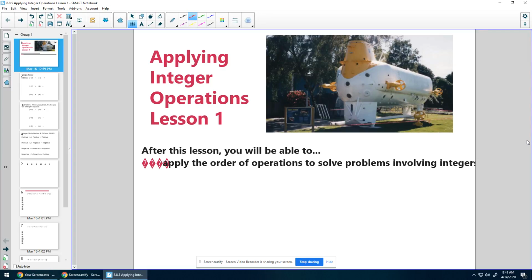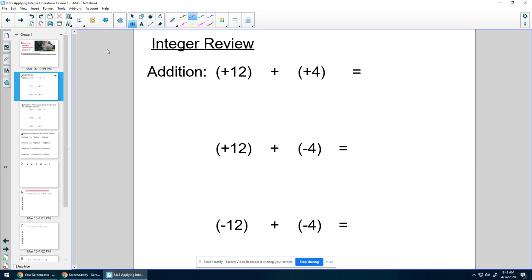Okay, so after this lesson, you will be able to apply the order of operations to solve problems involving integers. Before we get into that, we're going to do some integer review. So we're going to start off with the addition. So we have positives and negatives. If we think about positives as the good guys and negatives as the bad guys, we can group and make things a little bit easier for us.